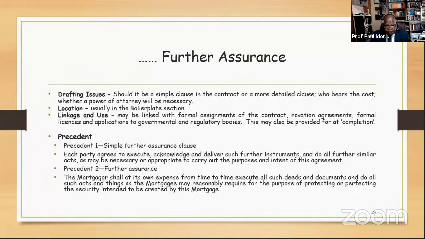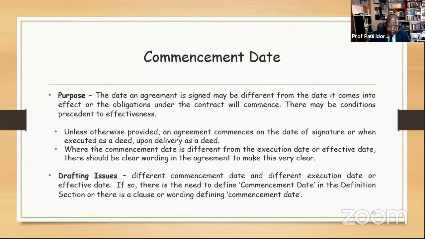Okay, let's look at the drafting issues. Should it be a simple clause or a more detailed clause? It depends on the type of assurances that are in the main contract. It is usually found in the boilerplate section and usually linked with the formal assignment of the contract, novation agreement, licenses, and all that. Again, there are the precedents here that you can look at in your own time.